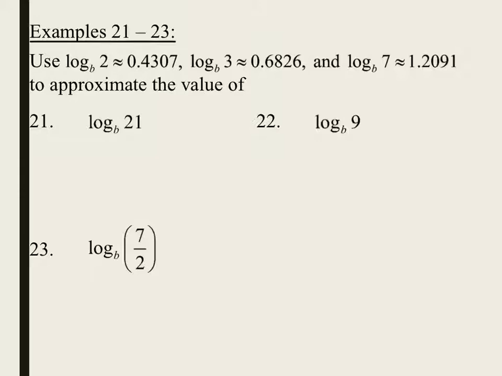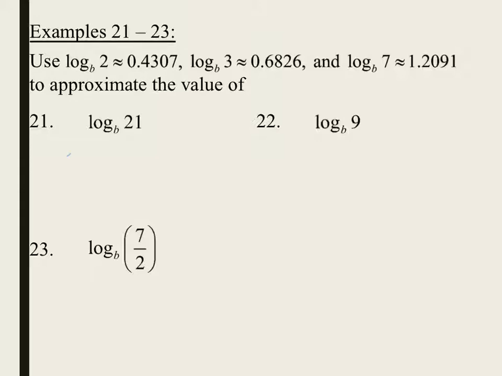So in the next three examples, we're going to use estimations of a logarithm. Log b of 2 is equal to 0.437. Log b of 3 is equal to 0.6826, and log b of 7 is equal to 1.291. And now we're just going to estimate these logs based upon those three numbers. And what you can do is do the following.